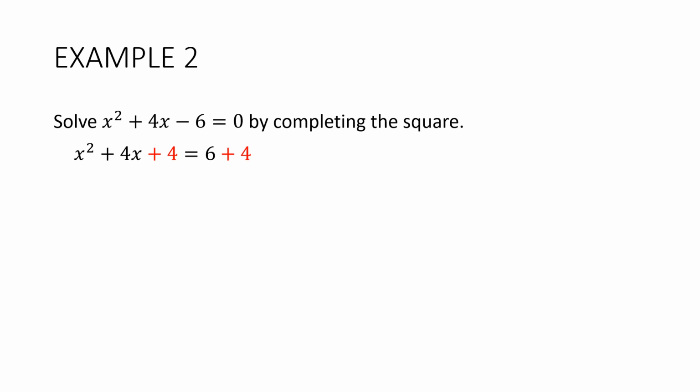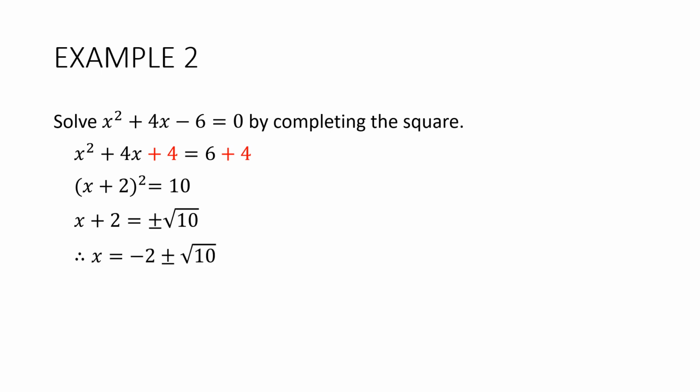Okay, let's complete the square. This is x plus 2 all squared. Okay, it's half of this number, or it's the square root of this number. So x plus 2 all squared is equal to 10. Square root both sides, don't forget the plus minus. X plus 2 is equal to plus or minus root 10. Move the 2 over. There's the answer.